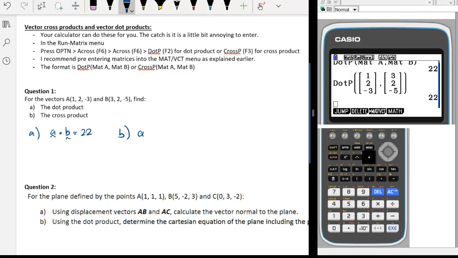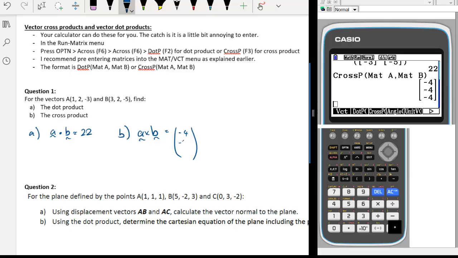For B, when we do the cross product, we know when we do a cross product we get a vector answer, so we should get an x, y, and a z value here. So option matrices vectors across twice, cross product is F3, and matrix A, comma, matrix B, hit exe there, and you can see that it's -4, -4, -4. So cross product, which is also the normal, will be -4, -4, -4.